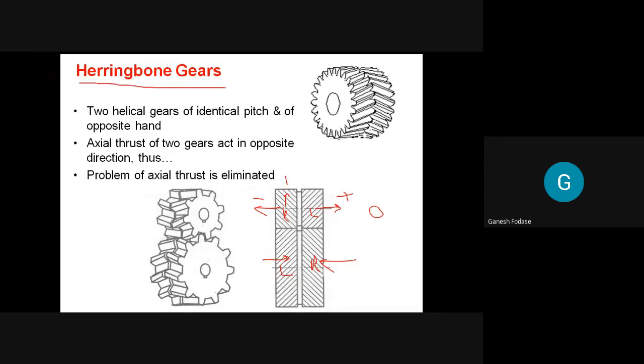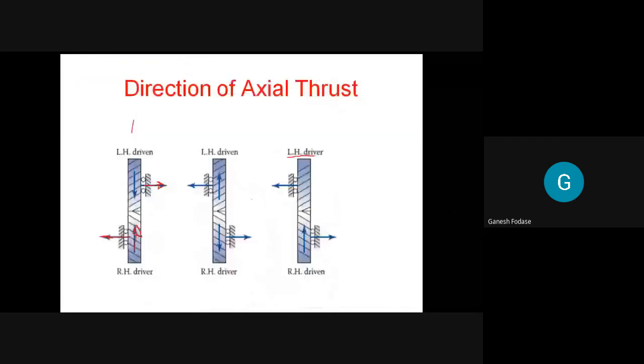So herringbone gears, that is double helical gears, are used to avoid, or to eliminate, the problem of axial thrust in the case of a helical gear. So we discussed the concept of axial thrust and how it is eliminated by using a double helical gear called a herringbone gear.